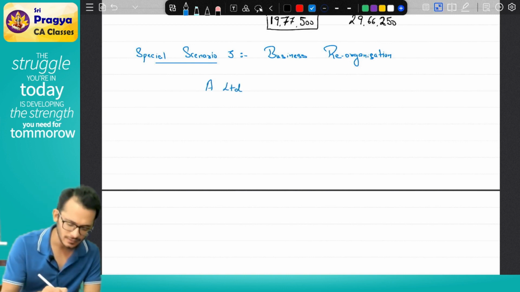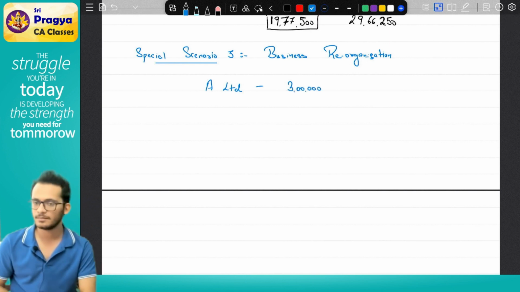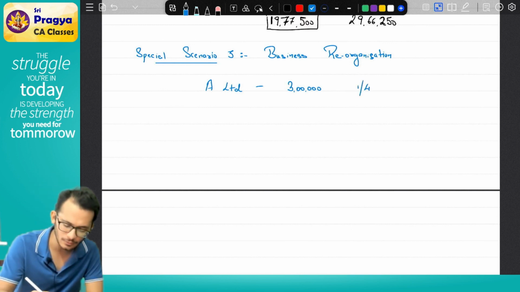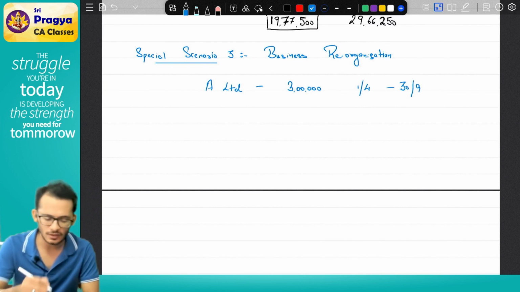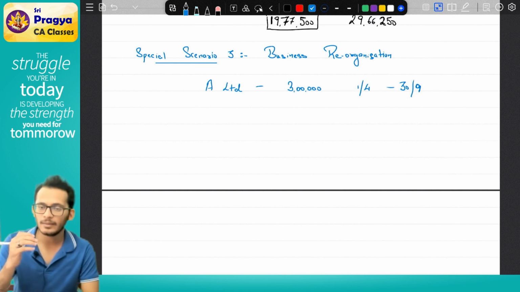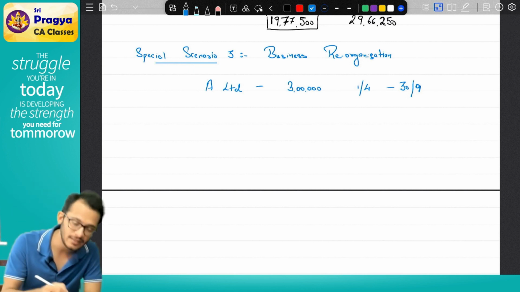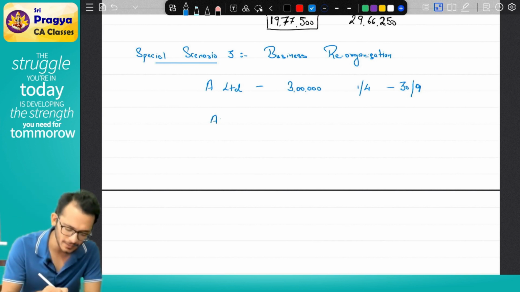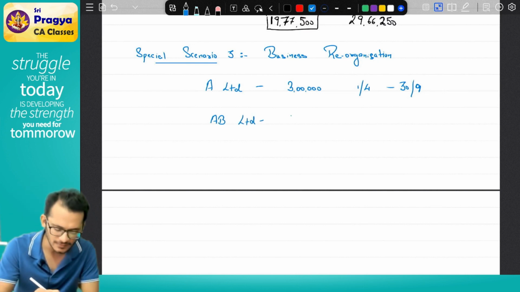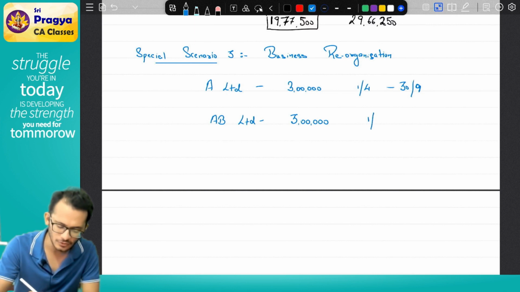The asset was worth 3 lakhs. Now he was running this business properly from 1st April to 30th September. Then on 30th September, he decided to amalgamate the business. He entered into an agreement with B Limited in order to create a company called AB Limited. The moment AB Limited was created, this 3 lakh worth of asset was moved to AB Limited, and from 1st October to 31st March, AB Limited was the owner of this asset.